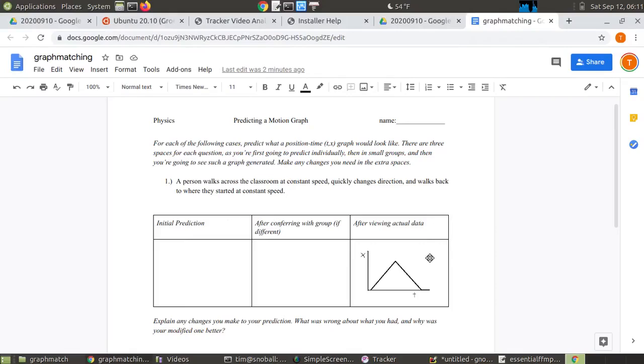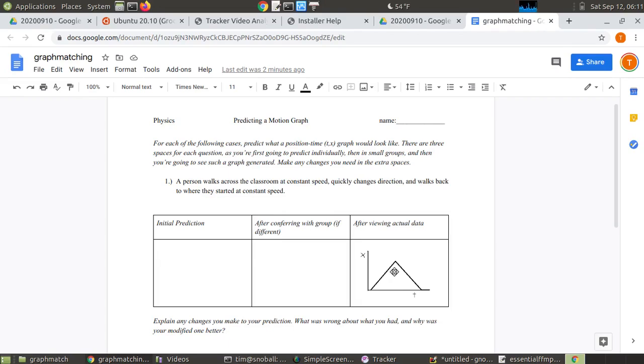So hopefully you have something like this after seeing the data. You may have a slight curve at the beginning and the end. You may have a slight curve at the top. That's because I can't change my motion instantly. I actually have to slow down and change direction and then speed up in the other direction. But this is a reasonable approximation since I was going pretty slow and the change was quick.